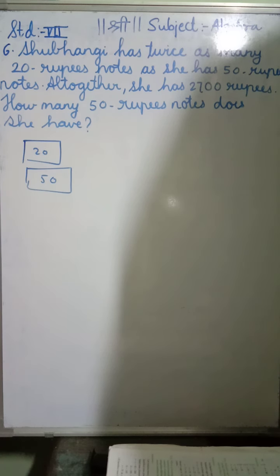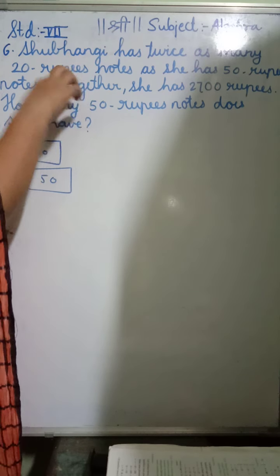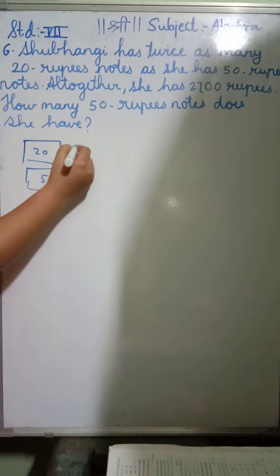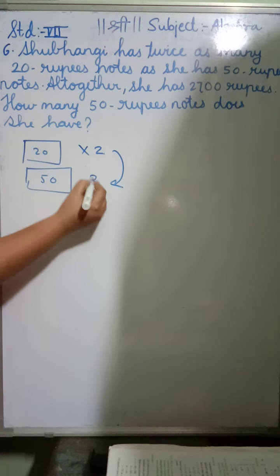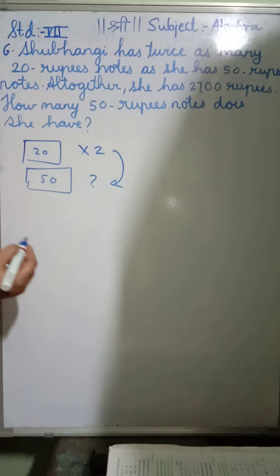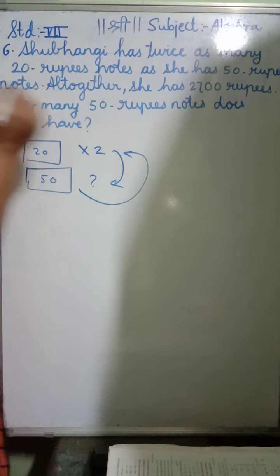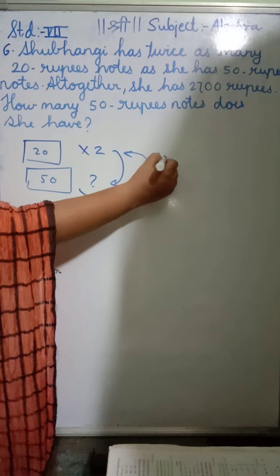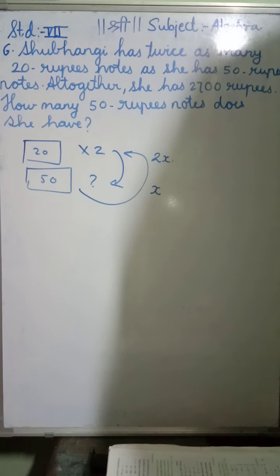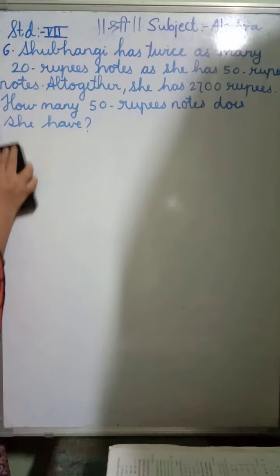Now what are they telling? She is having twice as many 20 rupees notes as she has 50 rupees. Means she is having 2 times than 50. Do you know how much 50 rupees note she has? No. So we will assume it as one of the alphabets, and double of this we have to assume. Suppose we consider X, then this will be 2X. Did you understand here? So now what will be our first statement?